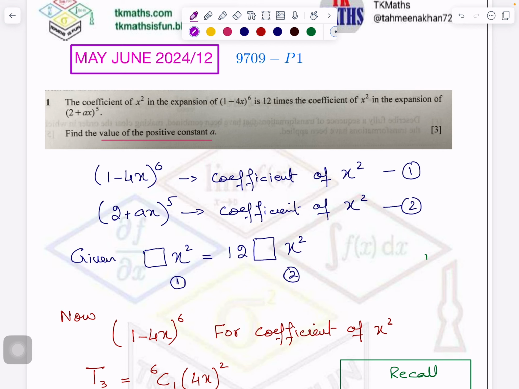So here the coefficient of x square in the expansion of (1 minus 4x) power 6 is 12 times the coefficient of x square in the expansion of (2 plus ax) power 5. So this will be the form of the equation. You will find the coefficient of x square here, and you will find the coefficient of x square here, and you will form this equation. I'm calling it coefficient 1 and coefficient 2.